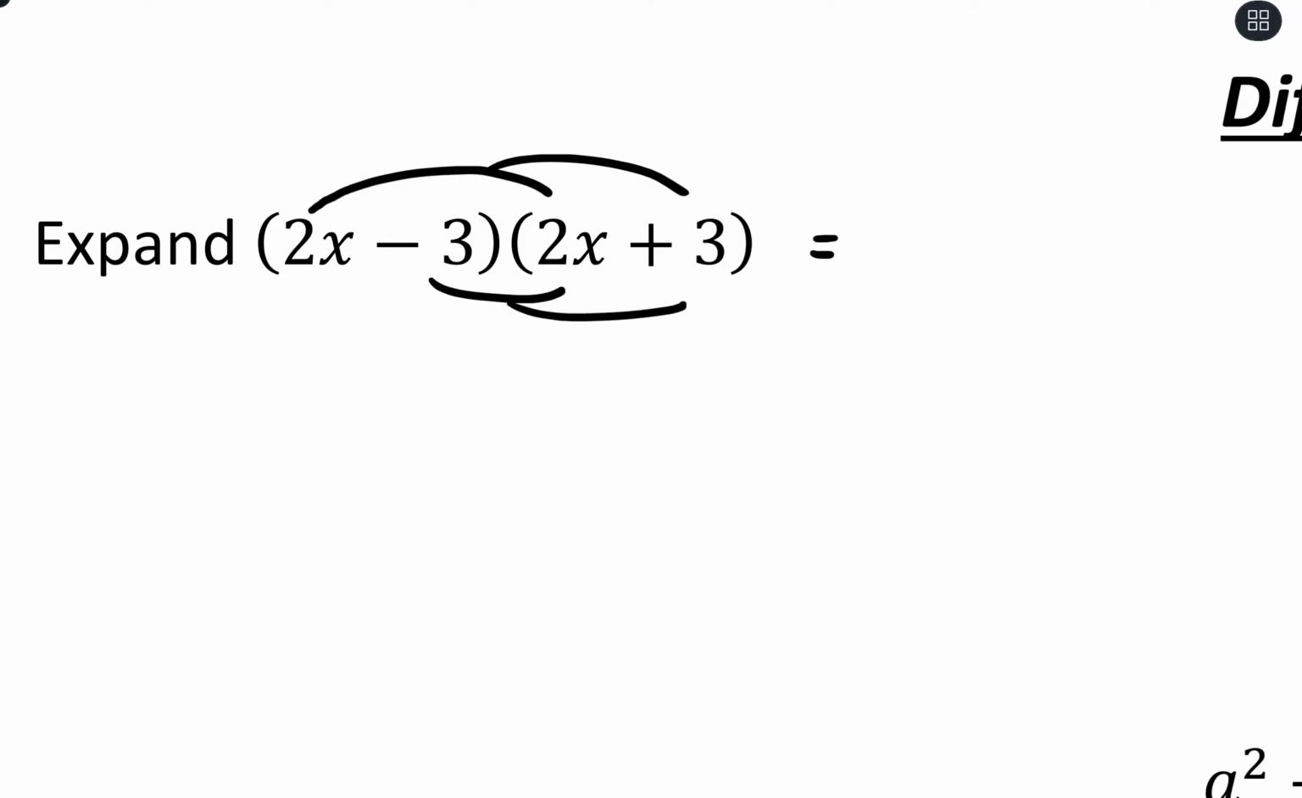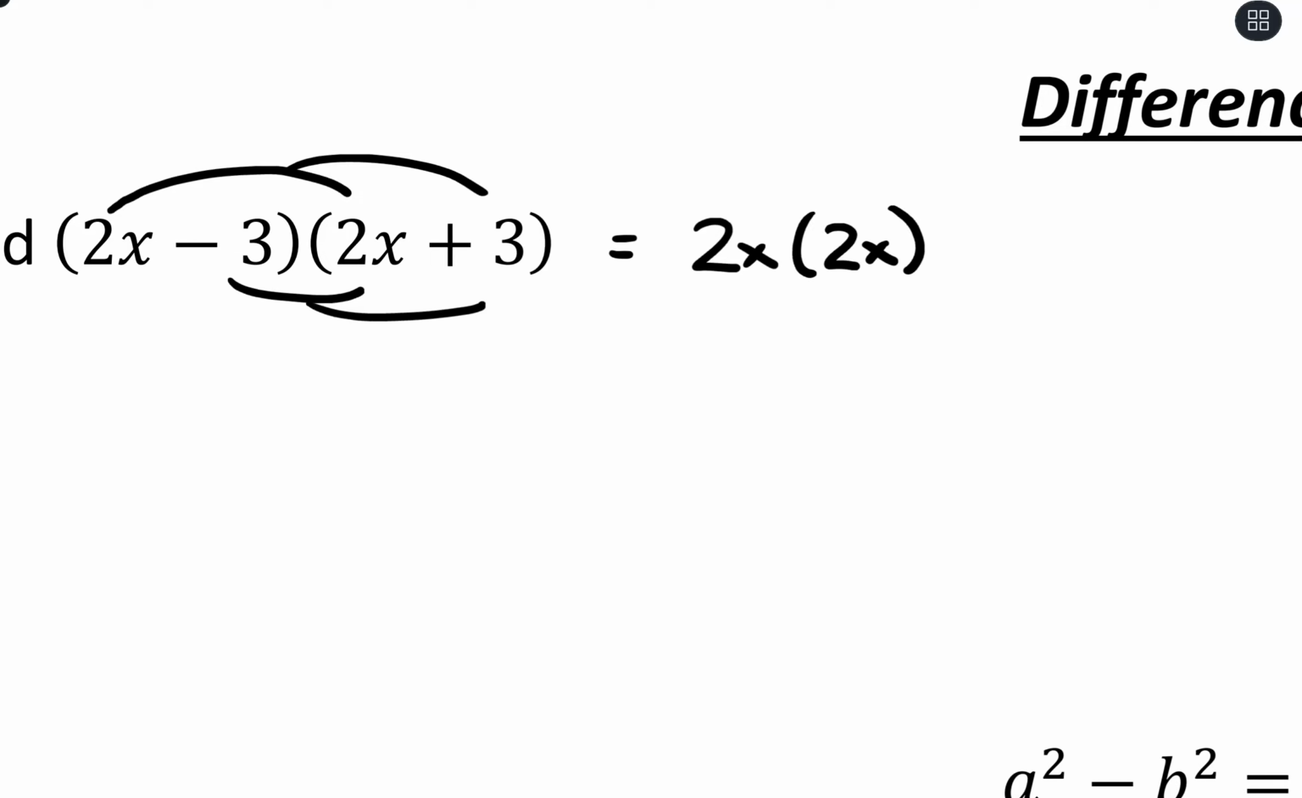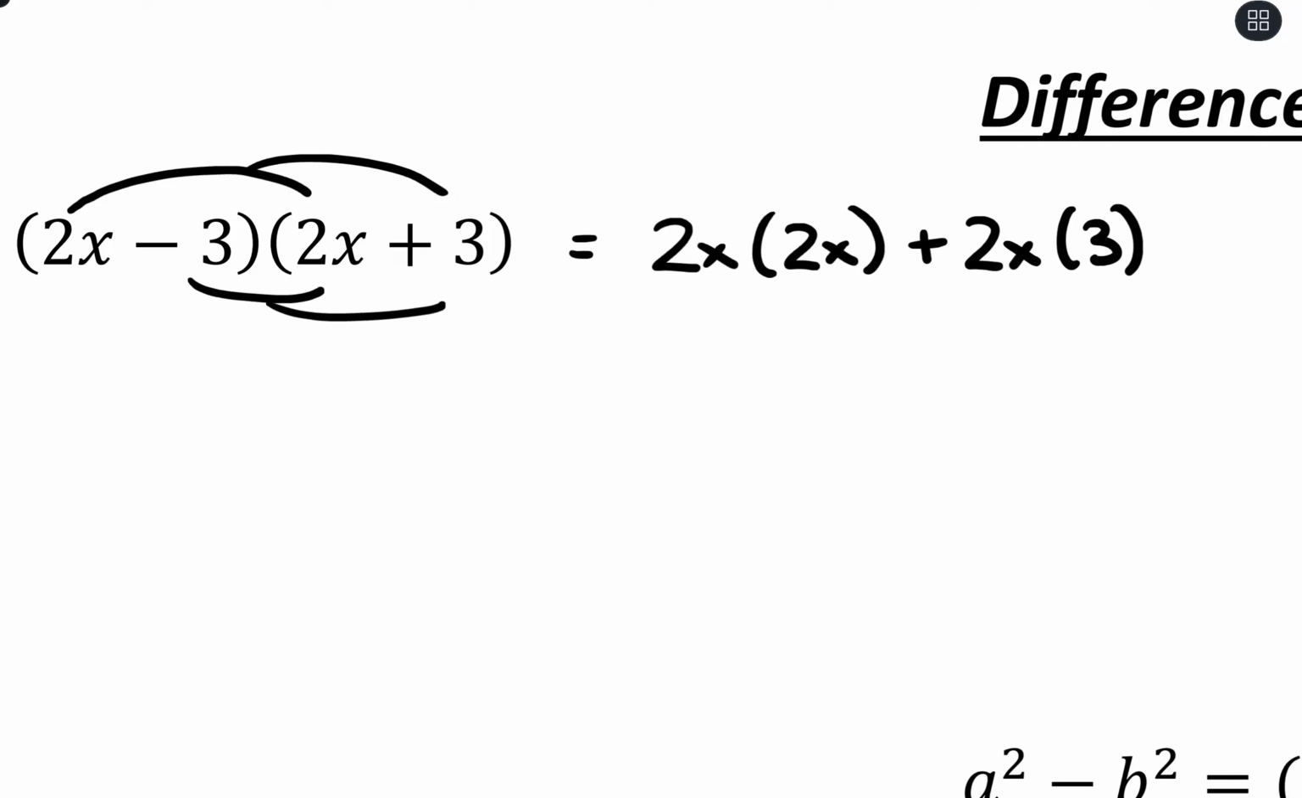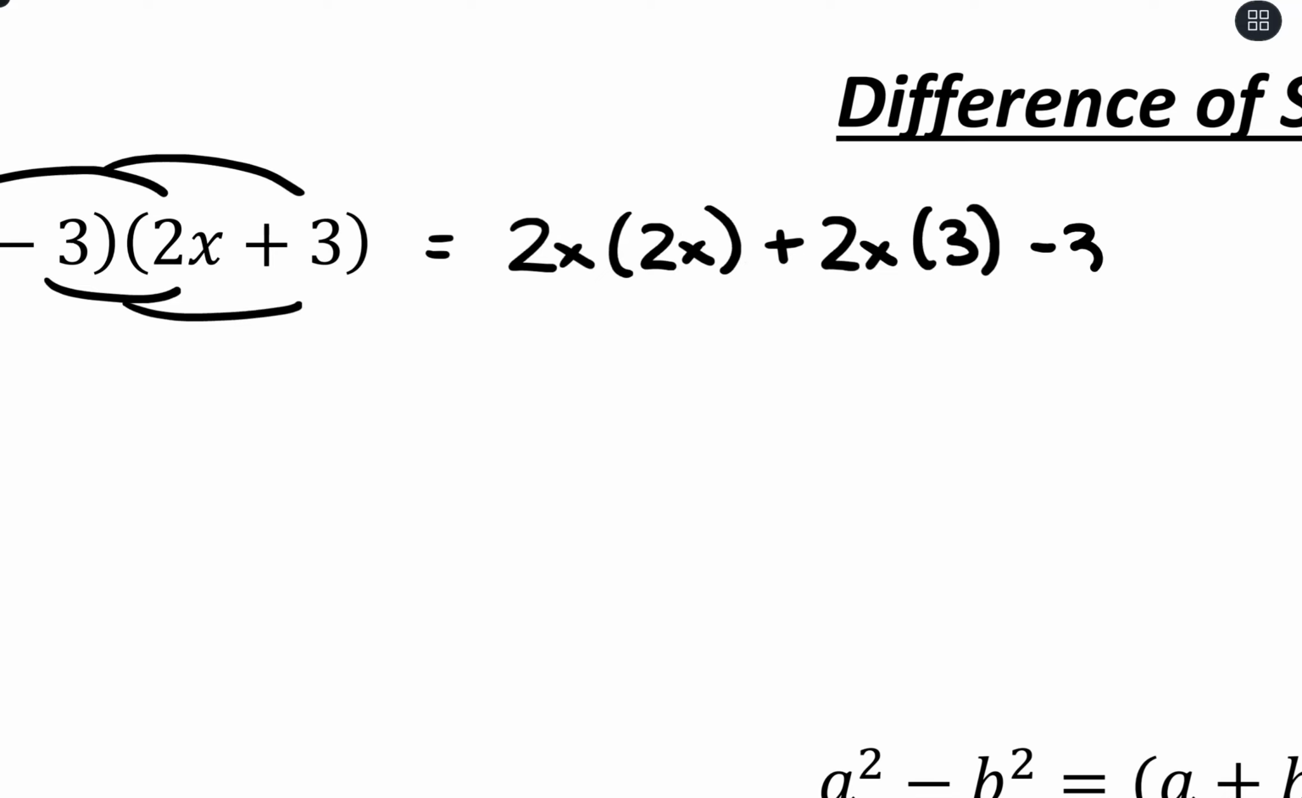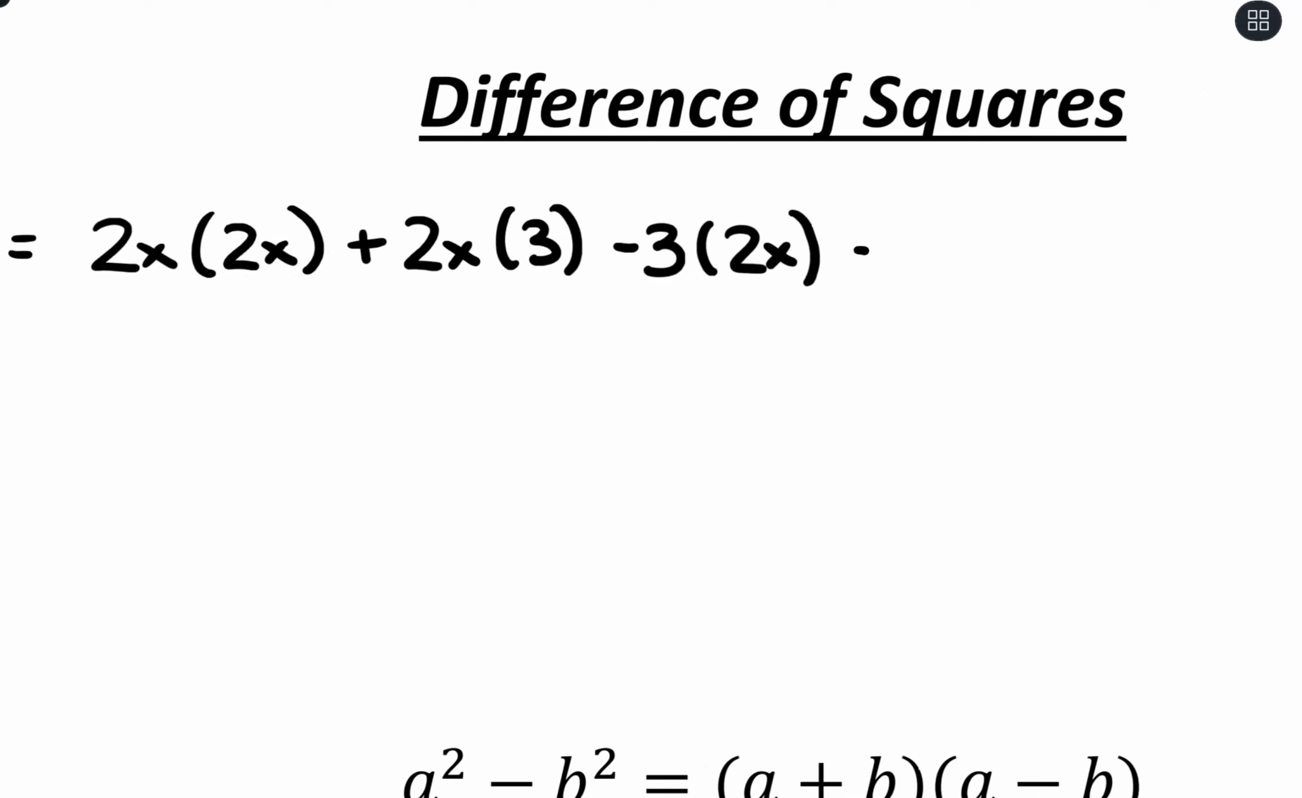So we're going to have 2x times 2x. So there's where one of our squares comes in. We're going to have a positive 2x times 3. We're going to have a negative 3 times 2x. And we're going to have a negative 3 times positive 3.